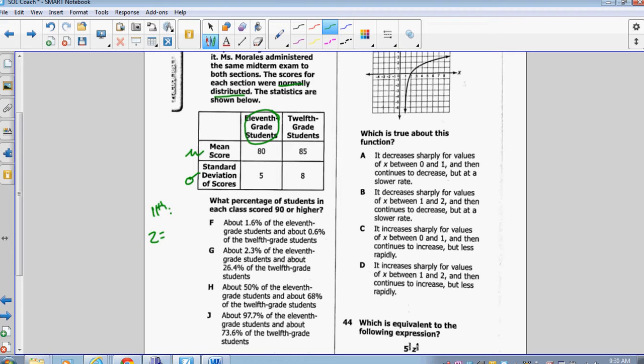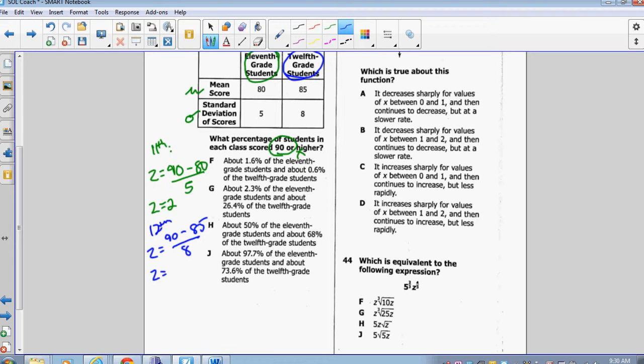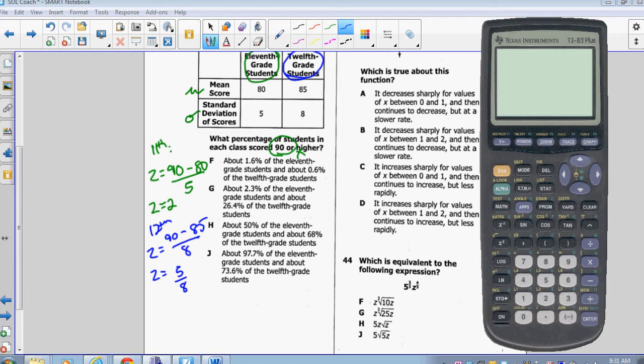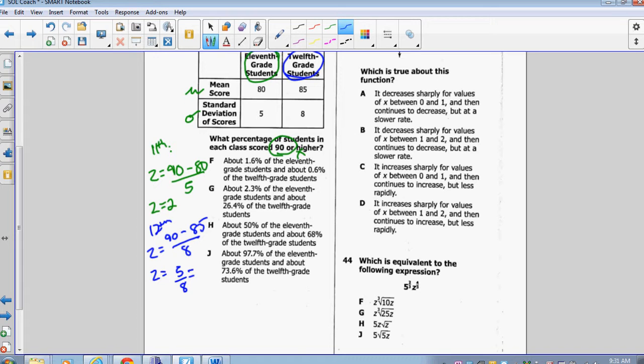So the z-score for 11th grade students is going to be x, which is 90, so 90 minus the mean over the standard deviation. So that's a z-score of 2. And then 12th grade students, the z-score is going to be x. We still want 90, but they have a different mean. They have 85 over the standard deviation. Okay, so this is going to give me 5 over 8, and on the calculator we're going to get a decimal, .625. Now remember, for z-scores you want to round to the hundredths place, so that would be 0.63.